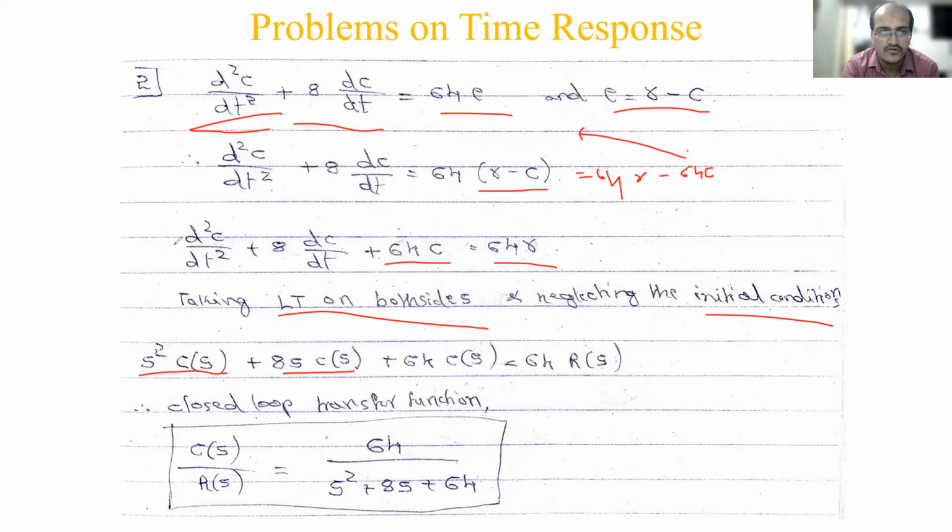Here there were no other terms, that's why only S square you have. In case there was a 2 or some other term, then 2s square would come. Normally it will not be there in the standard transfer function of a second order system.